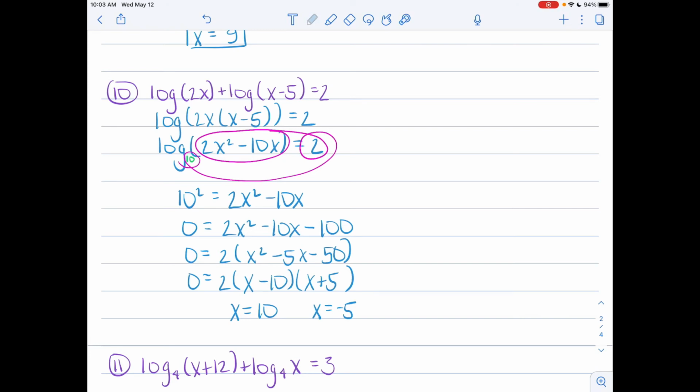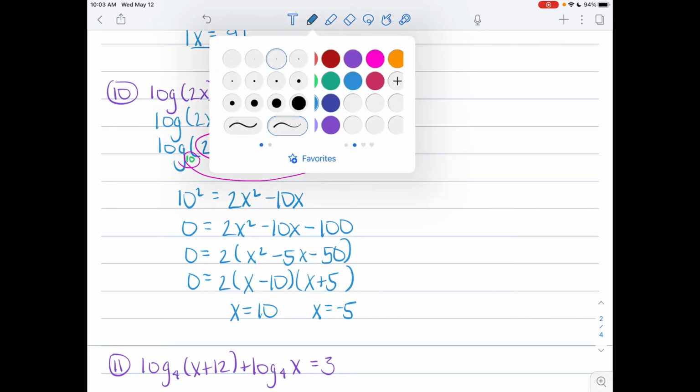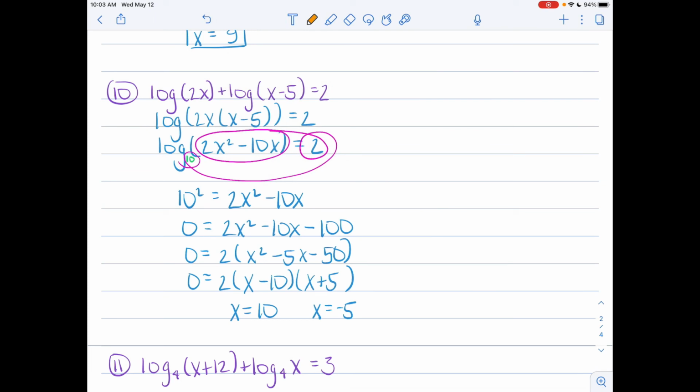And how do we do that? Well, we just need to make sure that whatever we're taking the log of doesn't ever go to the left of 0. So it's got to be greater than 0. So I want to go ahead and check that 2x is greater than 0 and that x minus 5 is greater than 0. So let's do that.